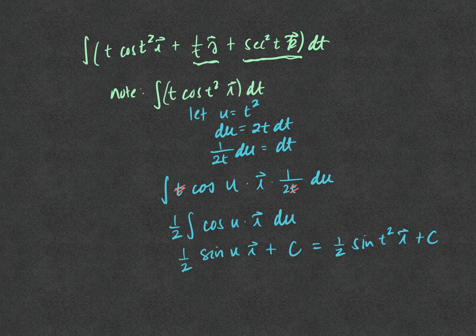Now let's go back to the original problem. And when we look at this first integral here, the first component of the integral, when we integrate t cosine t squared i, we get this blue answer, which is 1/2 sine of t squared i, plus when we integrate 1 over t, we get natural log of the absolute value of t, j, plus when we integrate secant squared, we get tangent of t, k, plus some vector of constants, c.